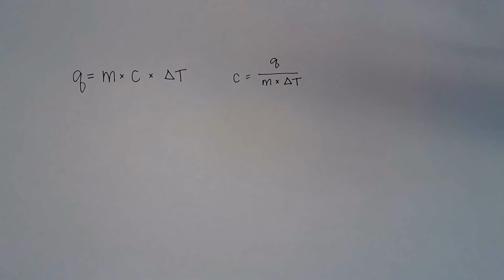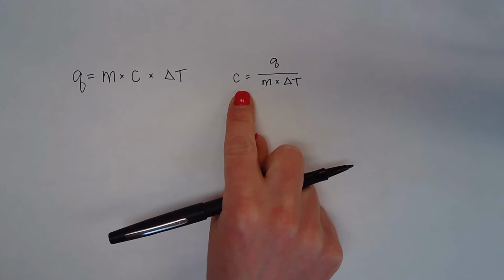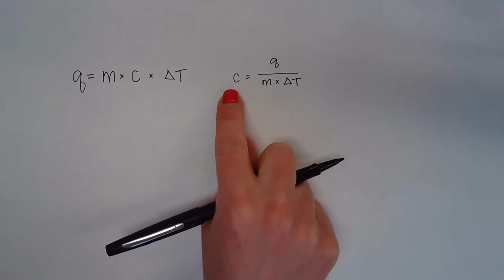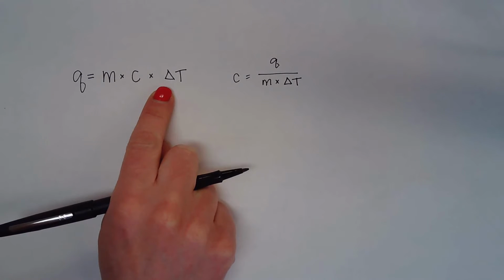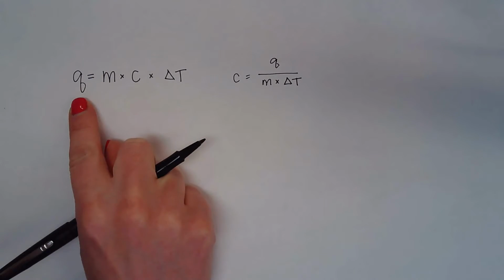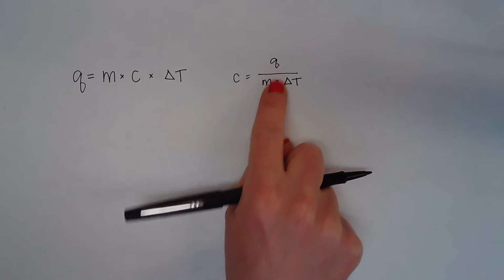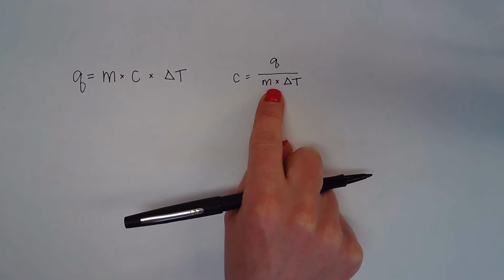Everybody. Today we're going to be talking about calculations for heat and specific heat. So we've got Q and C here. When we look at this equation in particular, we notice that it is just rearranged from this equation over here, where we've taken the mass and the change in temperature and divided each side by that. So we end up with specific heat equals Q over M times the change in temperature.